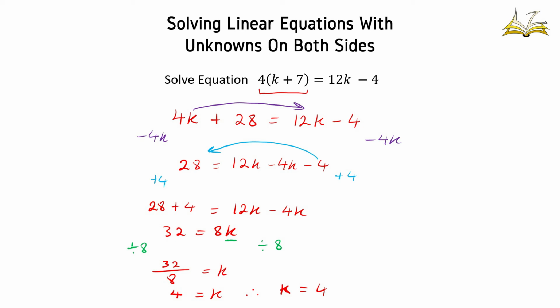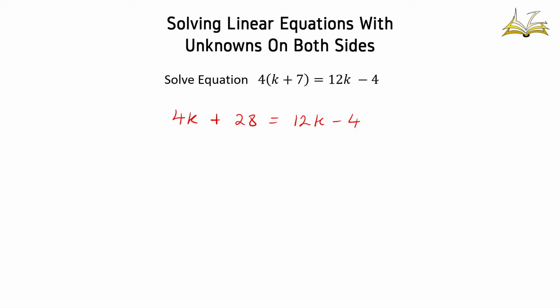So that's one way of doing it, one way of looking at it. I'm about to show you the other way. Another way of looking at this is by moving the 12k over to this side. To do this, I'll subtract 12k on either side of the equation. Doing so leaves us with 4k - 12k + 28 is equal to -4. I will now move all the numbers over to the same side, so I'll move this plus 28 over here by taking away 28 on either side.